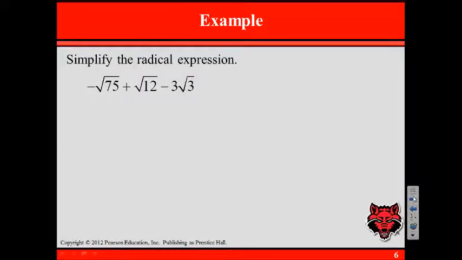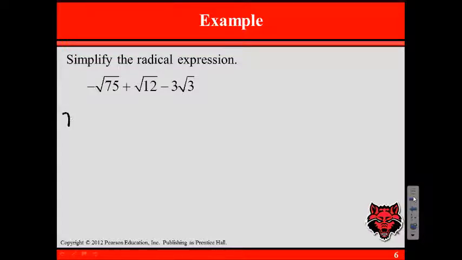Let's try another example. We need to simplify the radical expression. Now, unlike the last example, we need to first simplify each square root or cube root. In this case, it's a square root, before we can try to determine which radicals are like radicals. So we start by finding the prime factorization of each number underneath the square root, taking out the identical pairs, and then rewriting each square root appropriately.